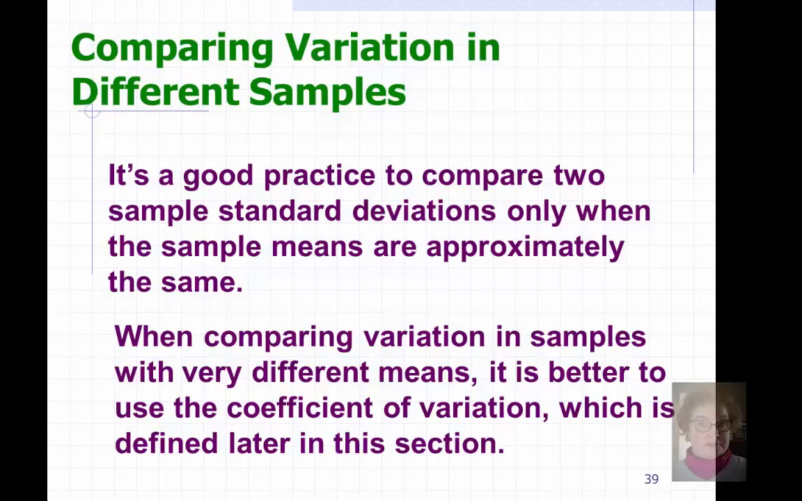When we're going to compare the variation with different means, we're going to use the coefficient of variation, which we're going to talk about later. The coefficient of variation is your standard deviation divided by the mean. So you look at a percentage: what is the standard deviation compared to the mean, and you look at it as a percent.